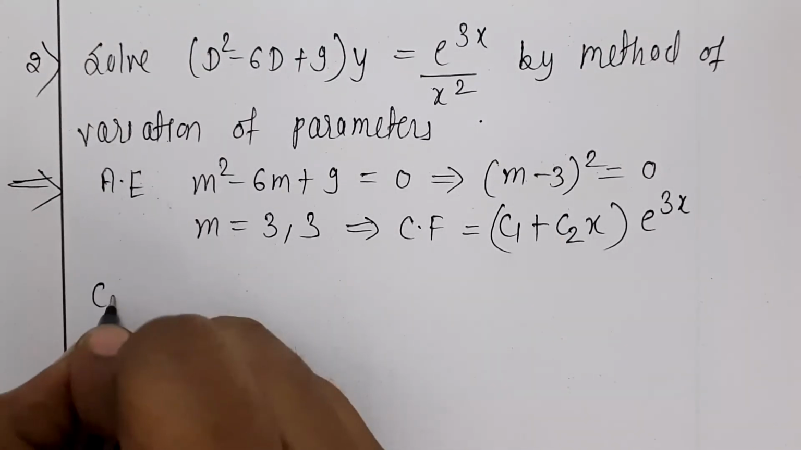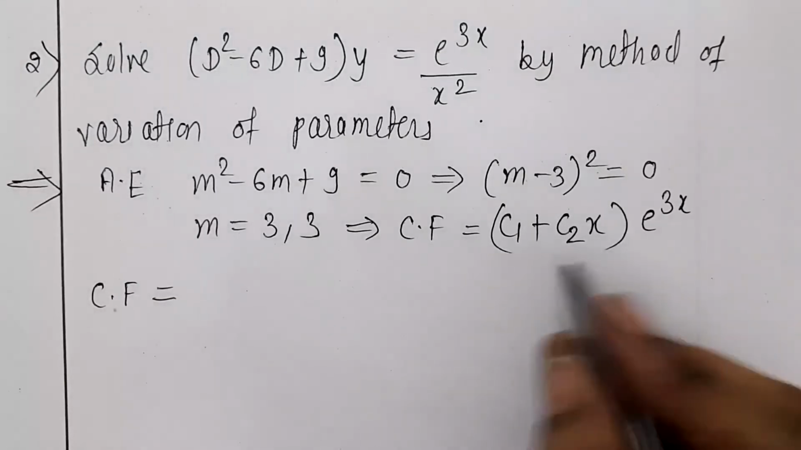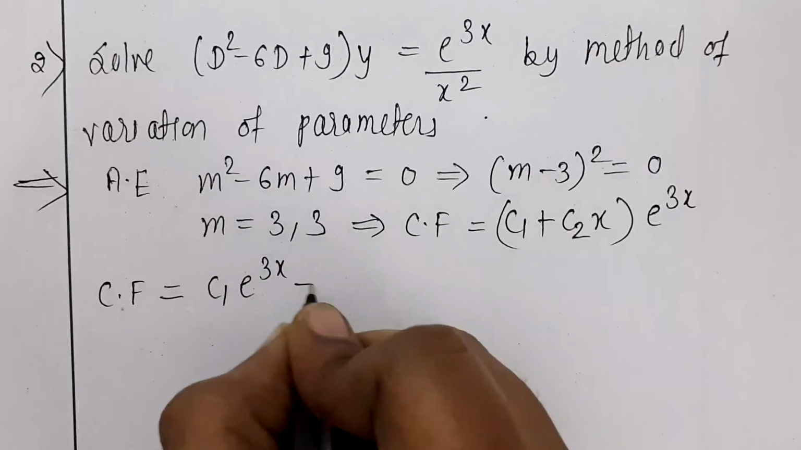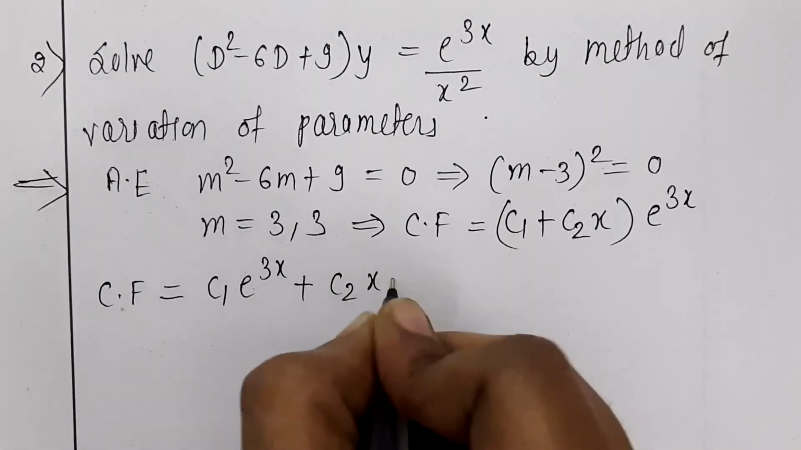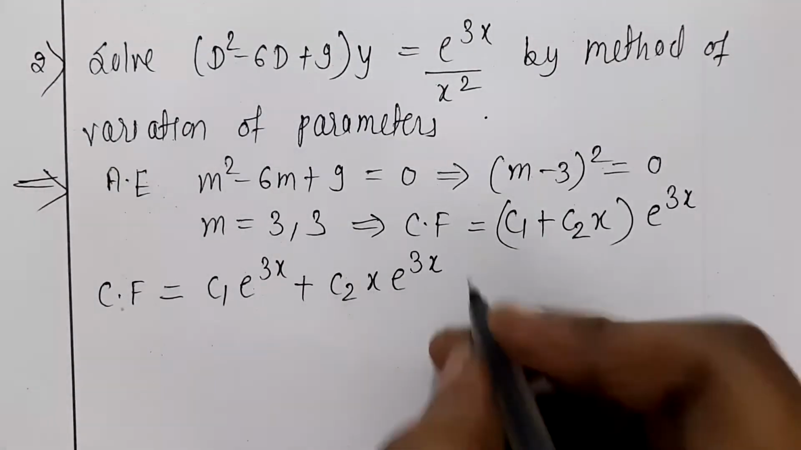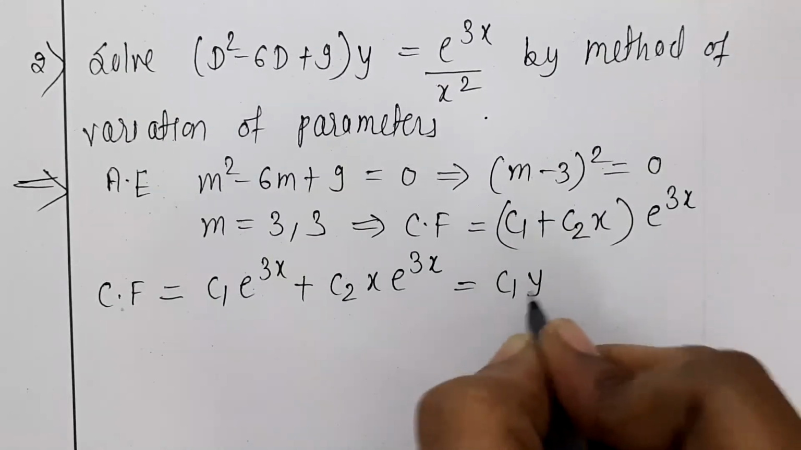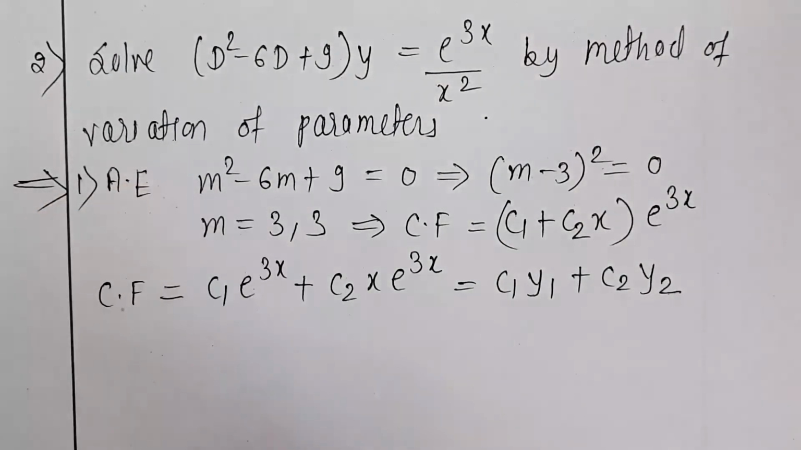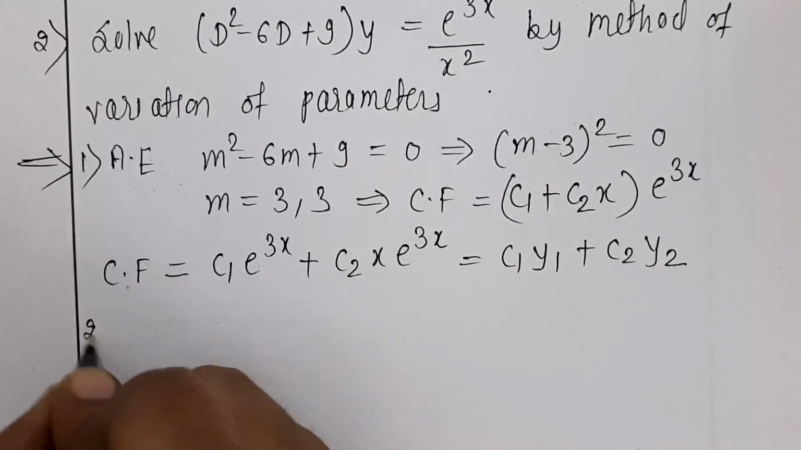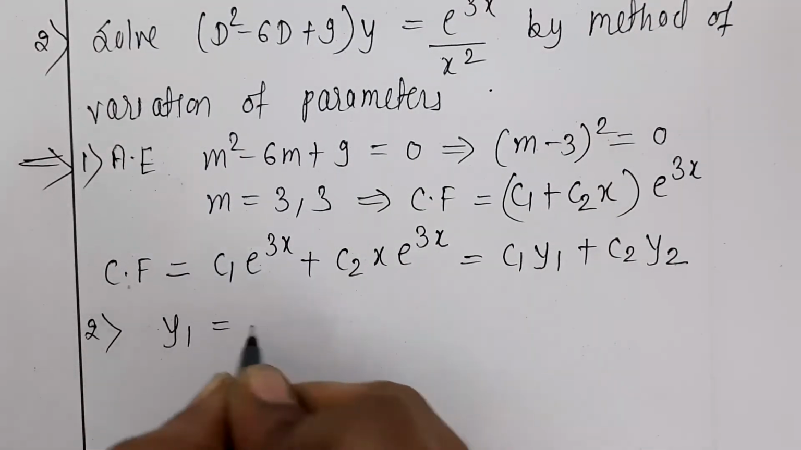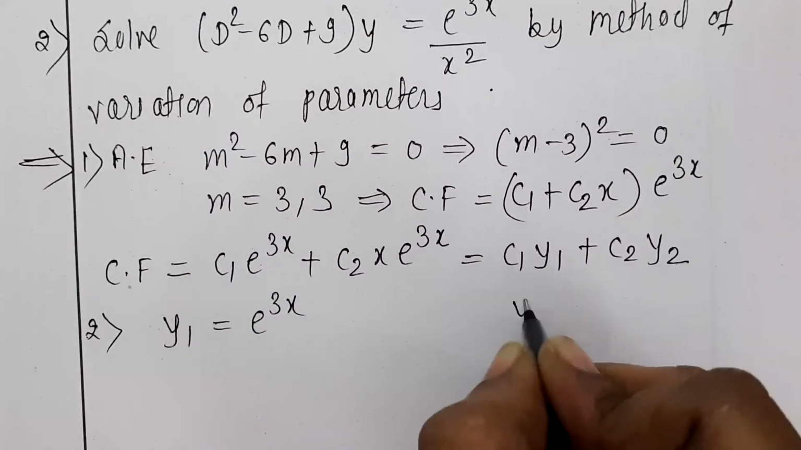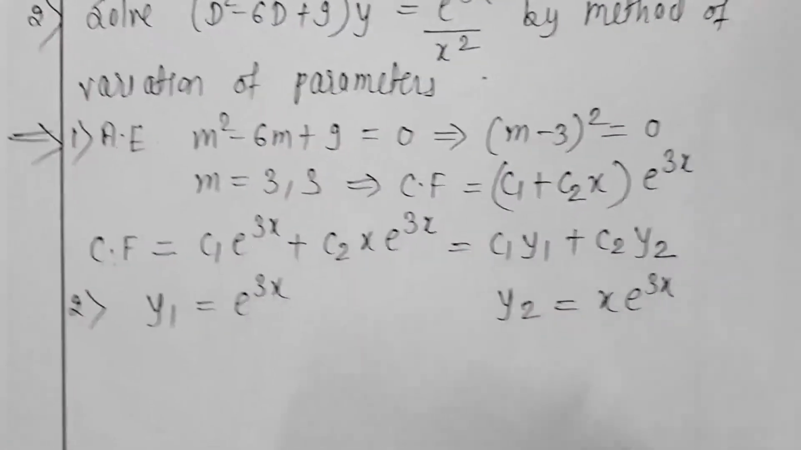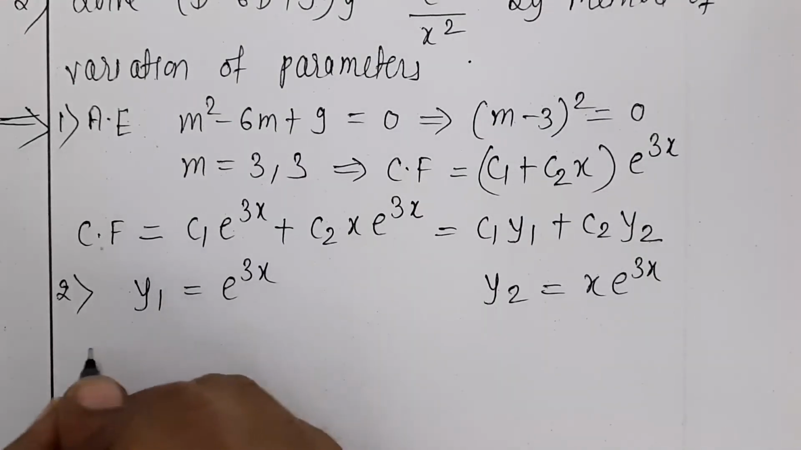Now from CF we get y1 and y2. So we separate both the terms here: C1 into e to the power 3x plus C2 x into e to the power 3x, and compare this with C1 into y1 plus C2 into y2. So what are the values of y1 and y2? y1 we obtained as e to the power 3x and y2 we obtained as x into e to the power 3x. Now after getting y1 and y2, find out its derivative.